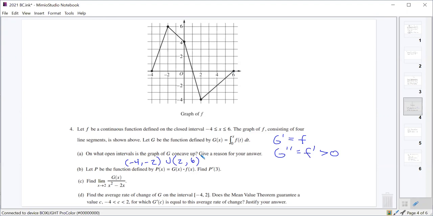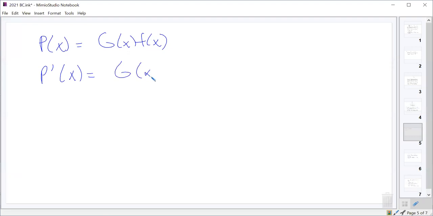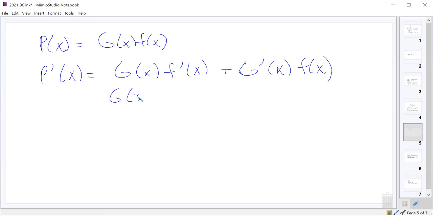f of x. We're going to find P prime of 3. So P is G times f. P prime of x then ought to be G of x times f prime of x plus G prime of x times f of x. Just using the product rule, right? And we wanted to evaluate this at 3. Does that sound right? Was it 3? Yeah. So G of 3, f prime of 3, G prime of 3, f of 3.